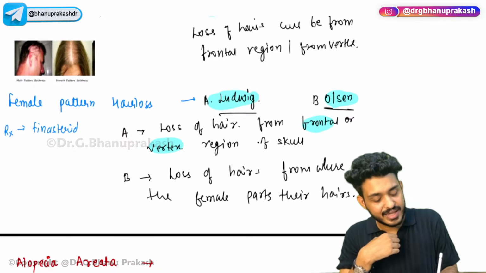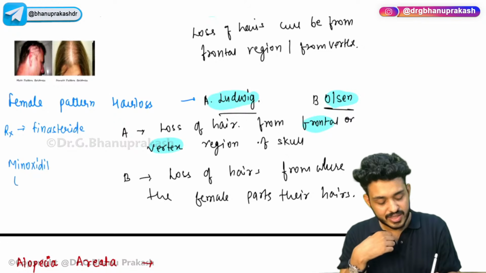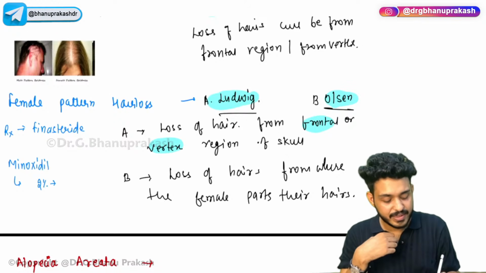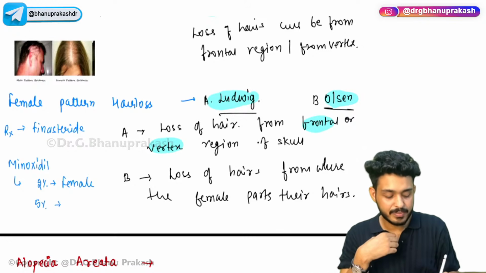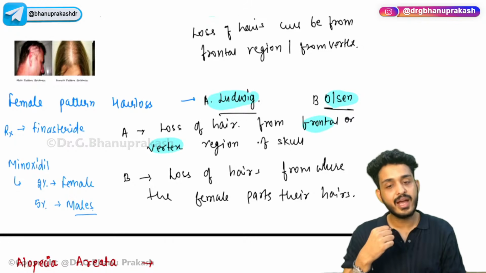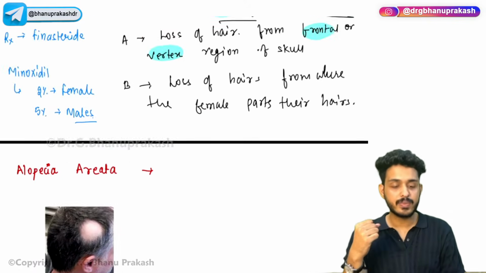finasteride. But the first line drug that we are using is minoxidil, a potassium channel opener. Minoxidil you can use 2% in the females and you can use 5% in the males. So that is the treatment for androgenic alopecia. Second one that is coming up is your alopecia areata.